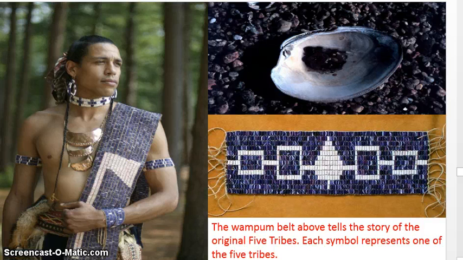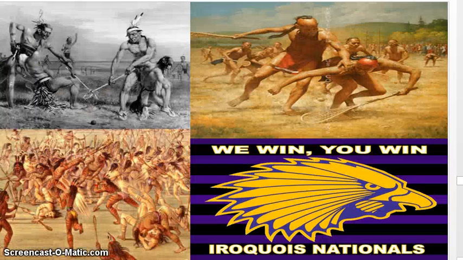Using special shell beads made from a rare clamshell, the Iroquois crafted wampum. Wampum beads were traded as a kind of currency or money, but they were important culturally. Wampum designs and symbols often told a story or represented a person's family.